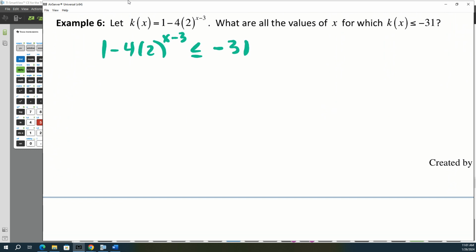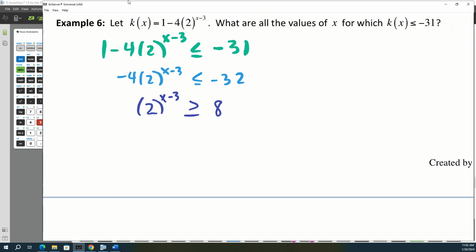So I'm going to start off and isolate my exponential expression by subtracting 1. And then dividing by negative 4. But what do you have to do when you divide by negative? Change the inequality sign. Very good. All right. So what do you guys think we do here? What would you do if that was an equal sign? Turn it into a like basis. So we want to, well, I guess we could do a logarithm.